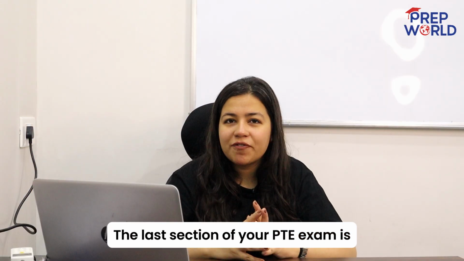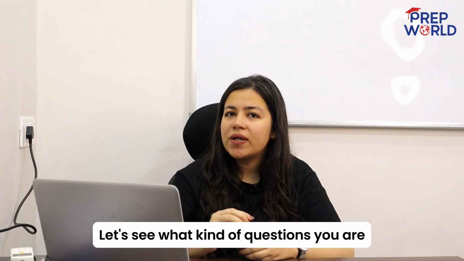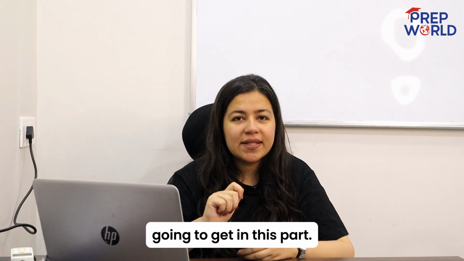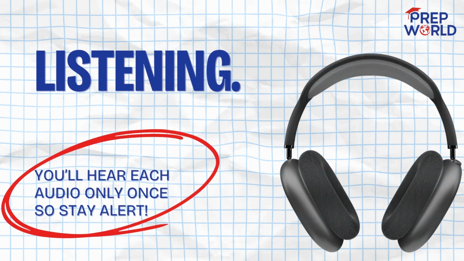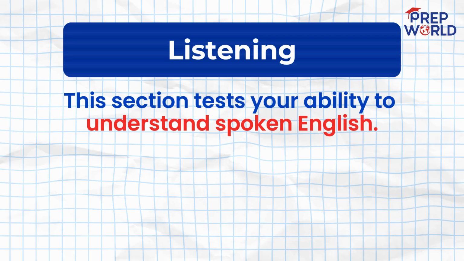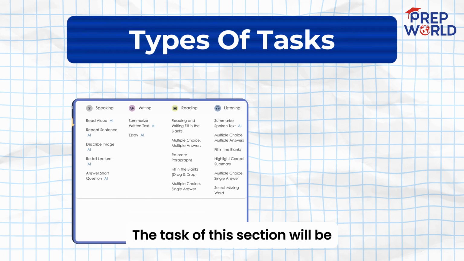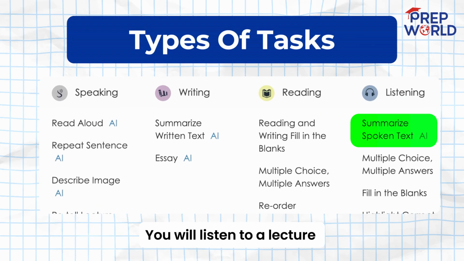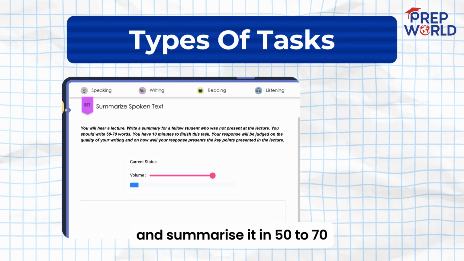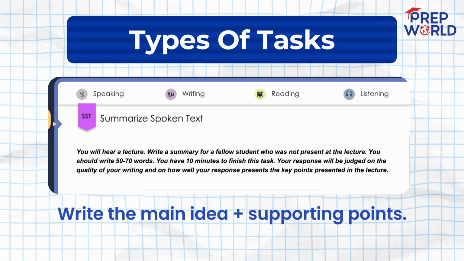The last section of your PTE exam is going to be your listening section. Let's see what kind of questions you are going to get in this part. This section tests your ability to understand spoken English. You hear each audio only once, so you have to stay alert. The task of this section will be summarize spoken text. You will listen to a lecture and summarize it in 50 to 70 words in 10 minutes. Your pro tip is going to be write the main idea plus 2-3 supporting points.